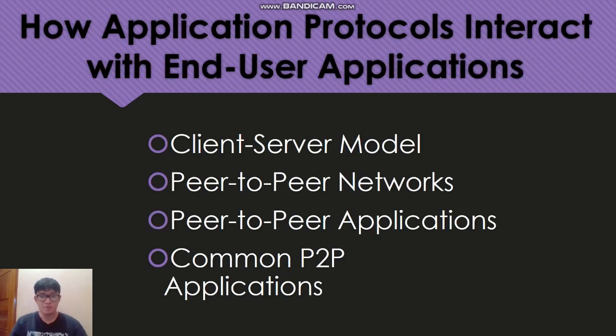So next one is how application protocols interact with end user applications. Number one is the client server model. In the client server model, the device requesting the information is called the client, and the device responding to the request is called the server. Client and server processes are considered to be the application layer. The client begins the exchange by requesting data from the server, which responds by sending one or more streams of data to the client.